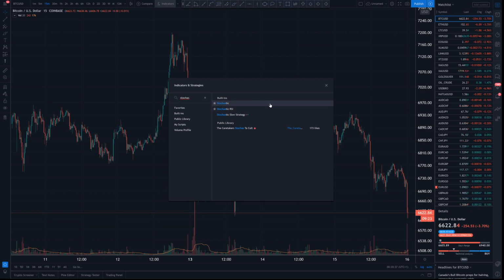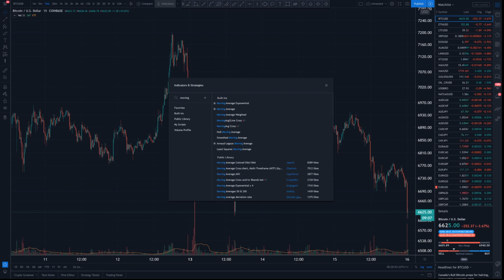And there are some platforms out there that have a full stochastic, slow, and so you just want to select the regular one. And once again, star that, and we will move on to our moving averages, which are probably my favorite and the ones I use the most.